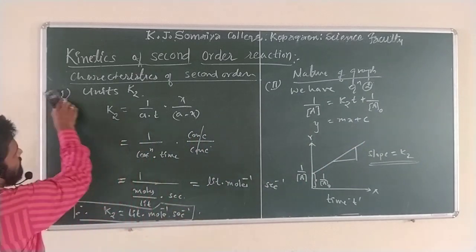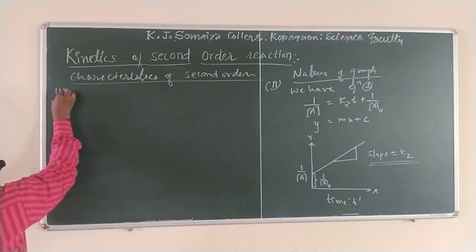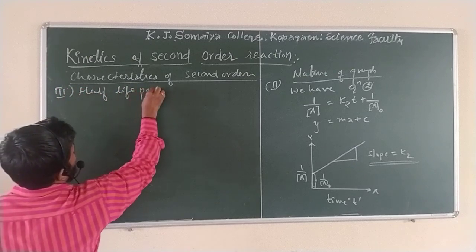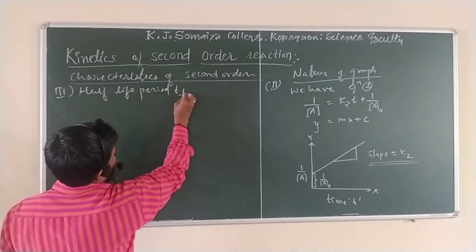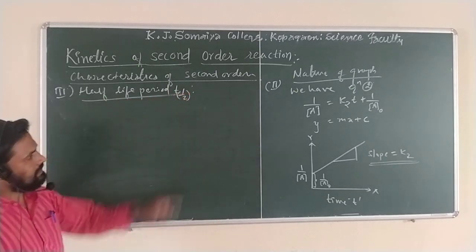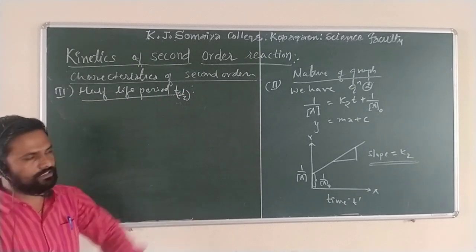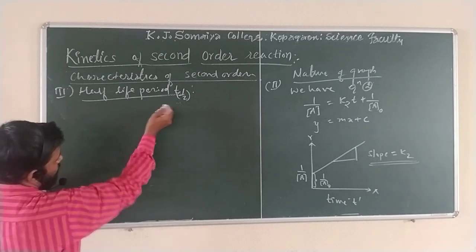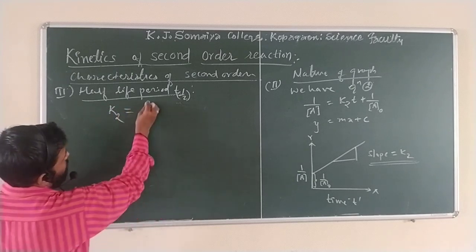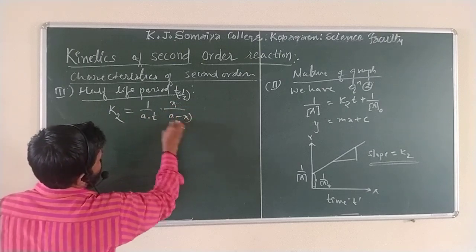Okay. Now what is the third one? The third one is the half-life period. Very simple. As we know, the half-life is the time required. The half-life period of a second order reaction is always denoted as t half. Before finding the half-life period of a second order reaction, first we have to write the rate constant of a second order reaction, the formula 1 upon t times x upon A minus x.